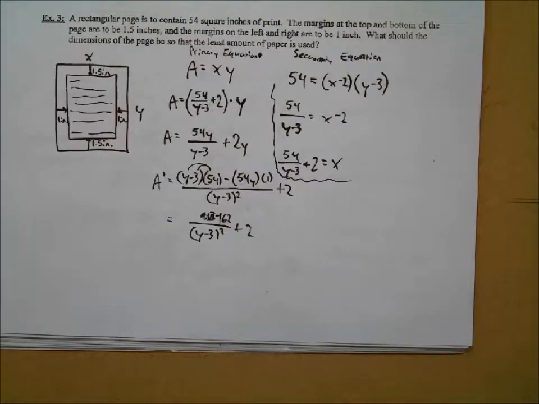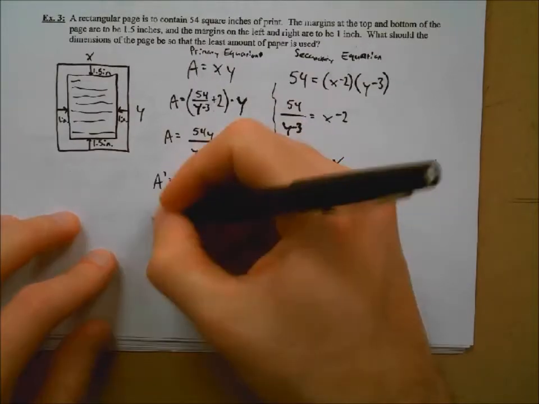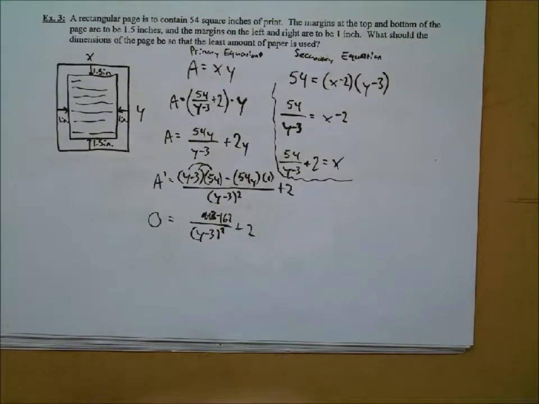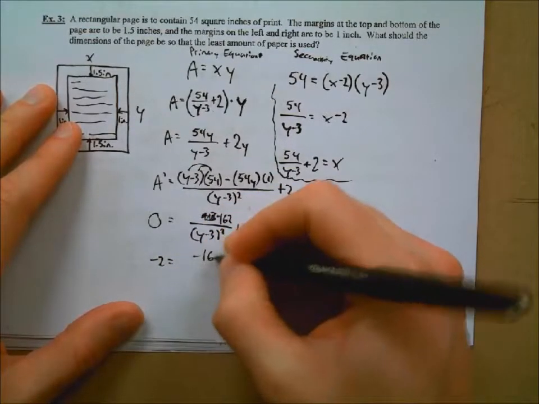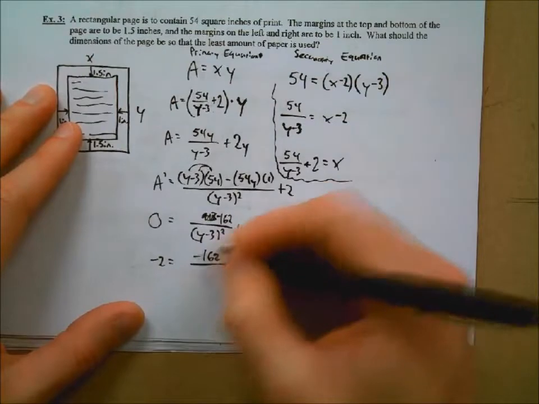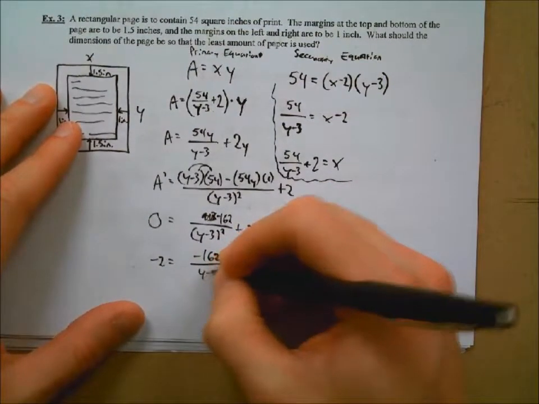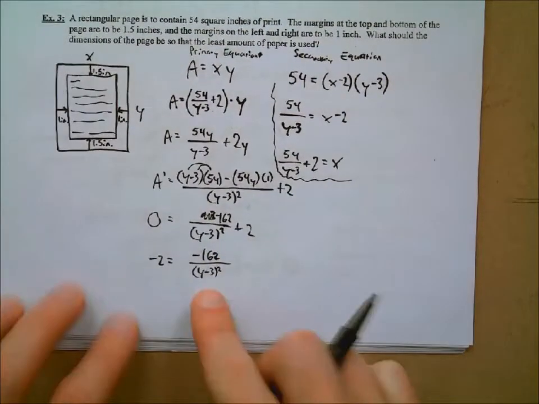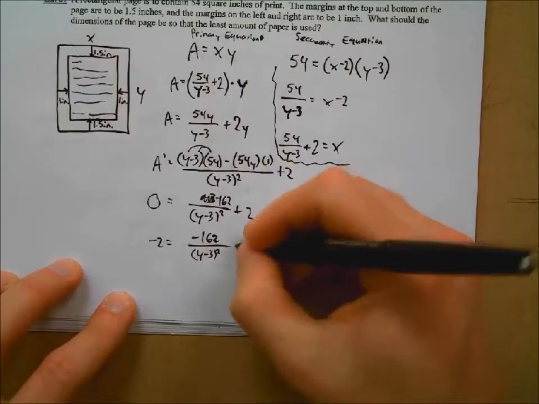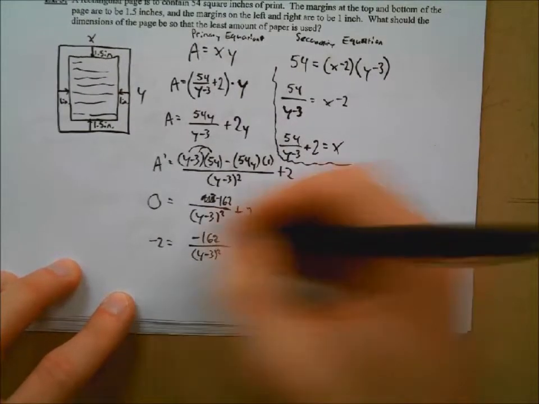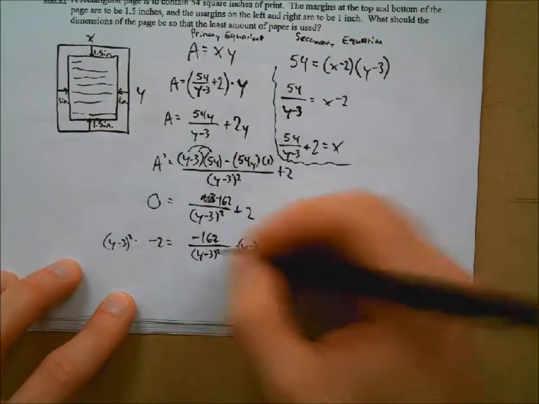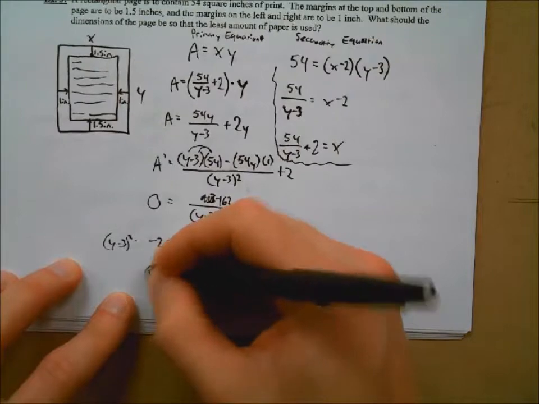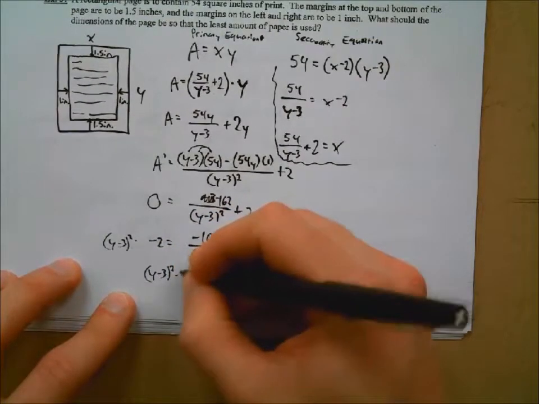We've got the derivative, but now what? Set it equal to 0. Okay, so we'll subtract the 2 over. And let's see here, we have y minus 3 quantity squared. Okay, we'll multiply both sides by that y minus 3. Okay, and so that's gone there. We're left with y minus 3 quantity squared times negative 2 equals negative 162.